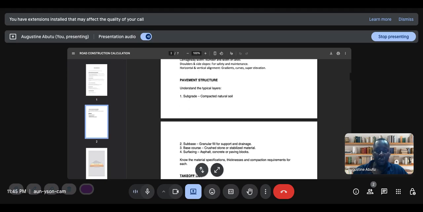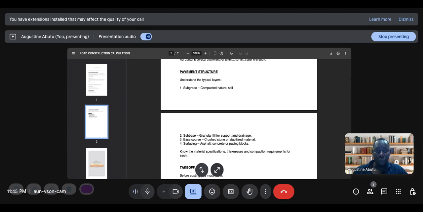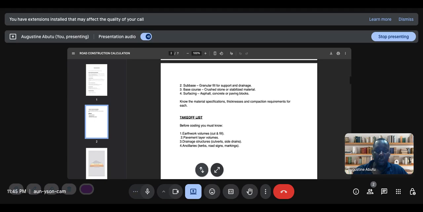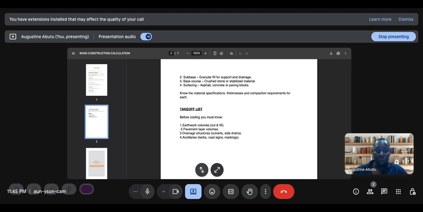The next is your pavement structure. You need to know the structure of your pavement, and one of it is called the subgrade. The next is called your sub base. Third is your base course. The fourth is your surface course, which is your asphalt. That is your final layer.